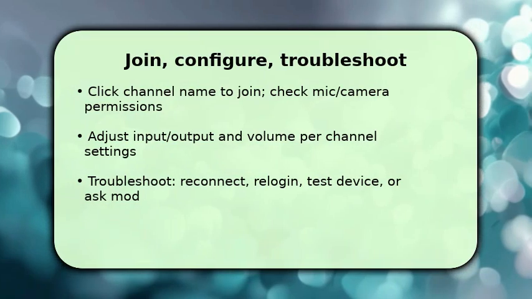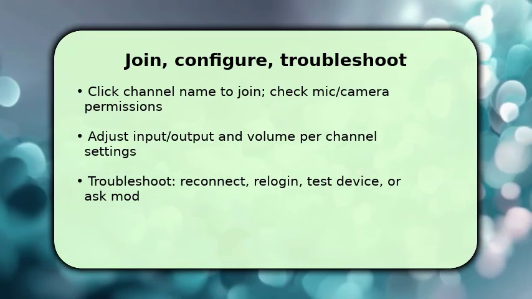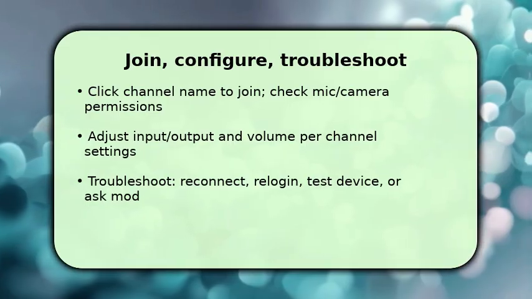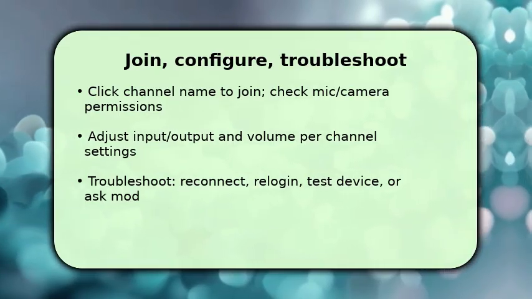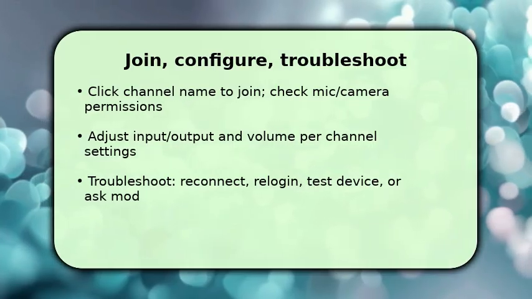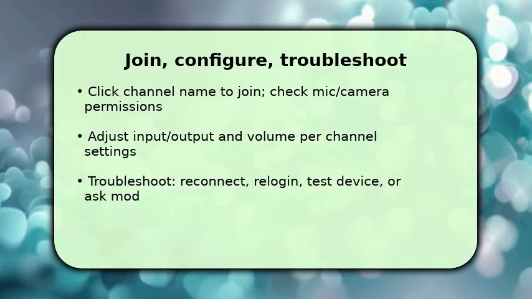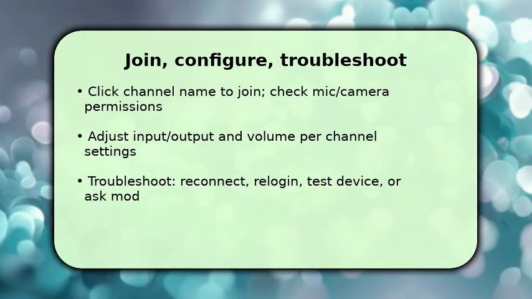Finally, click the private voice channel to join and confirm Discord prompts allow microphone and camera access. This is often blocked by browser or OS privacy settings, so make sure permissions are enabled. Once inside, adjust input and output devices plus individual volumes to hear and be heard clearly. These settings are essential for group dynamics.